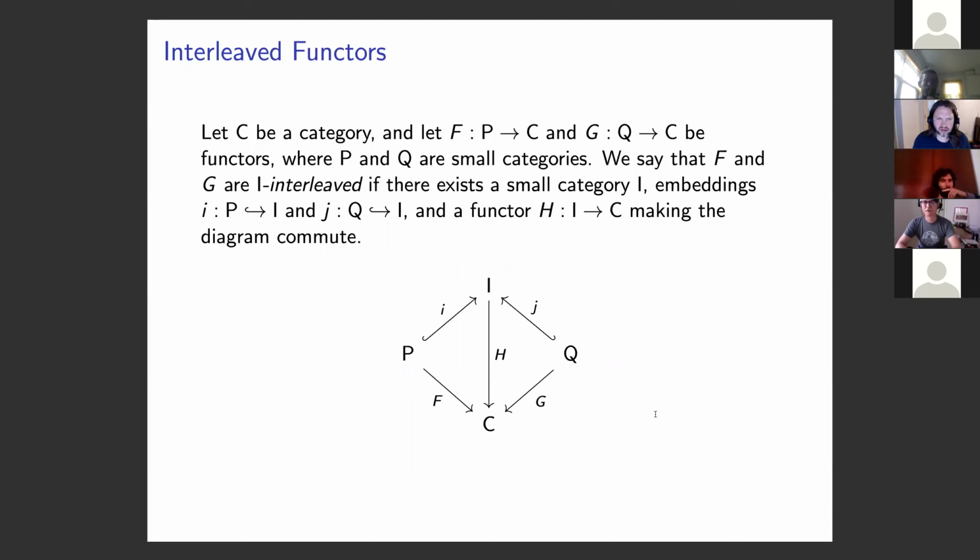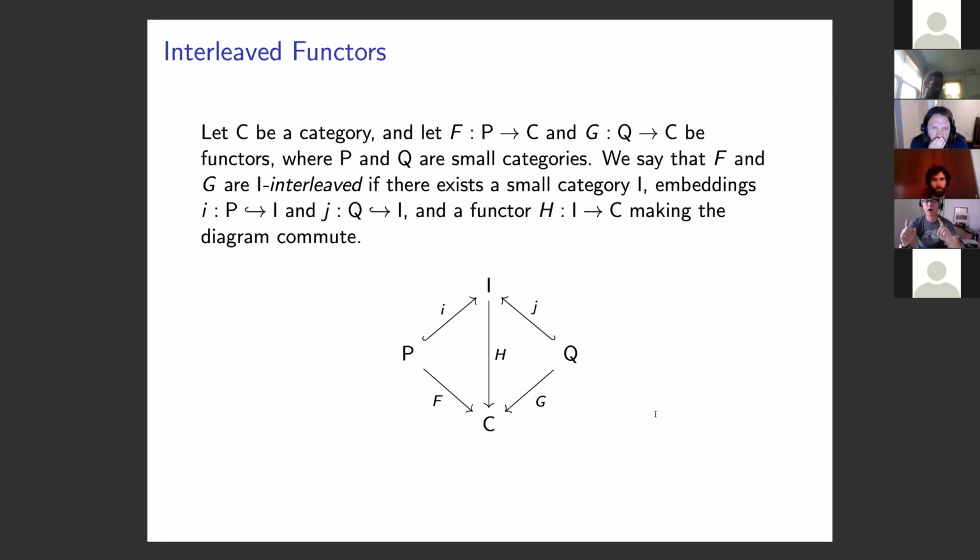So here's our new setup. All right, let's say that we have any two functors, F and G, with the same target category, C, but potentially different categories as a domain. We want them to be small. Typically, they'd be like a poset or something, but they don't need to be. And what we say is, there's an I interleaving between F and G if you can extend the two functors over I.